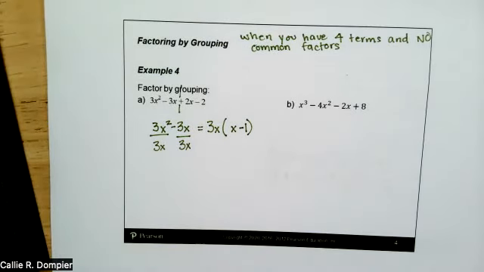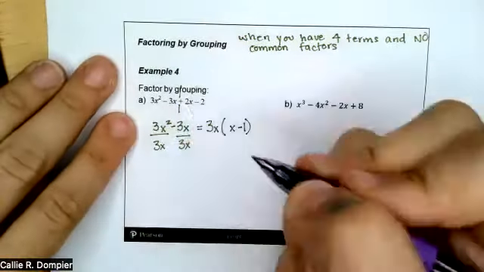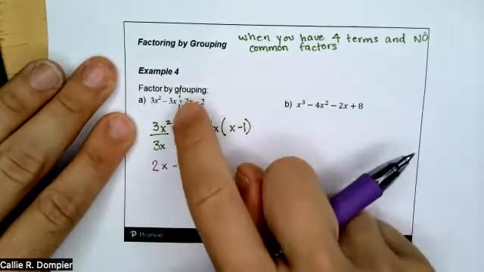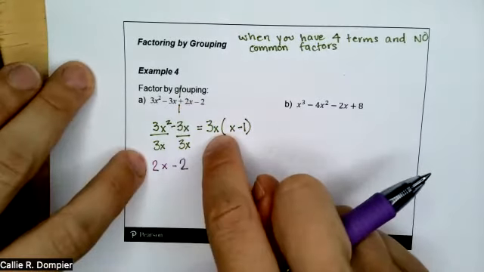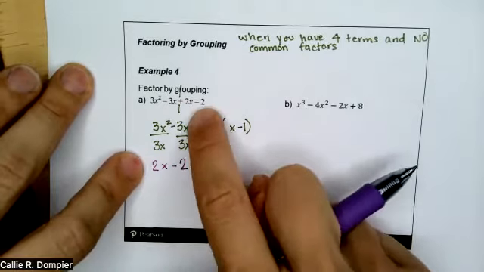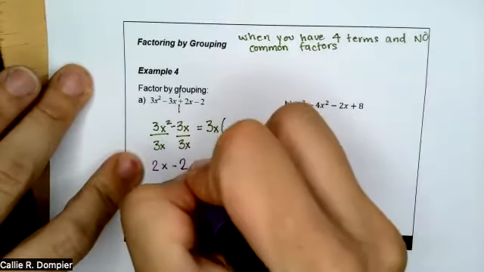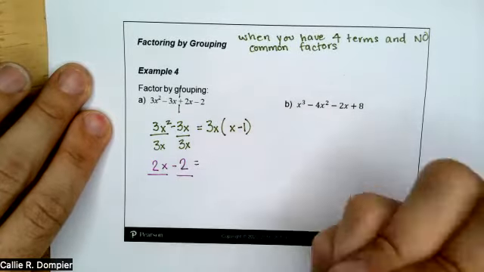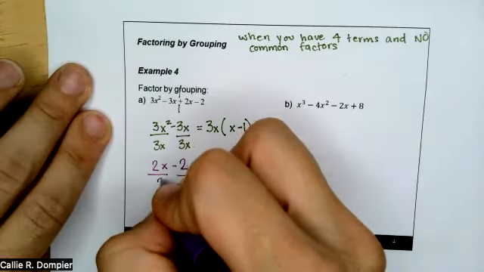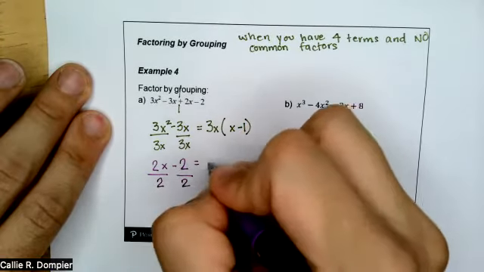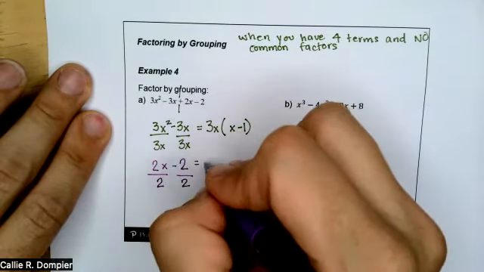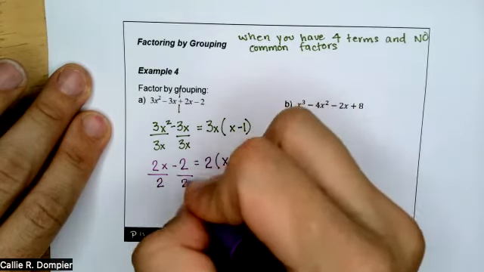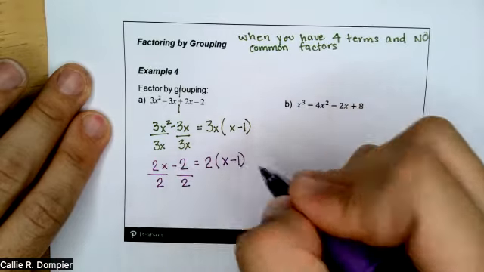Second group was a positive 2x minus 2. Always don't change this sign when you're factoring something out. So if this is a positive, make sure the term you factor out is also positive, okay? 2x and negative 2. I can factor out a 2 from both of them, right? 2x divided by 2 is just x. Negative 2 divided by 2 is a minus 1.